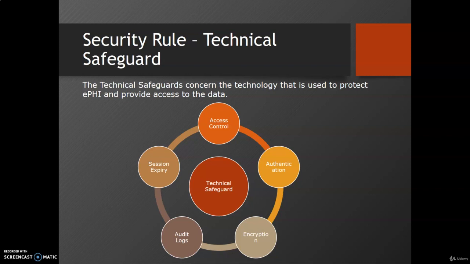Second, we talk about our authentication mechanism. It should be compliant with our HIPAA regulation. It confirms whether ePHI data has been altered or destroyed in an unauthorized manner. So this is the authentication part of the technical safeguard.